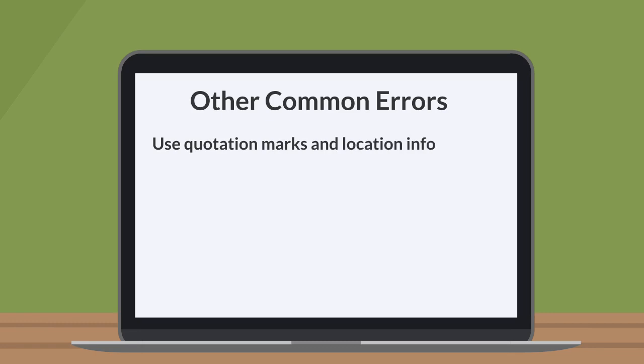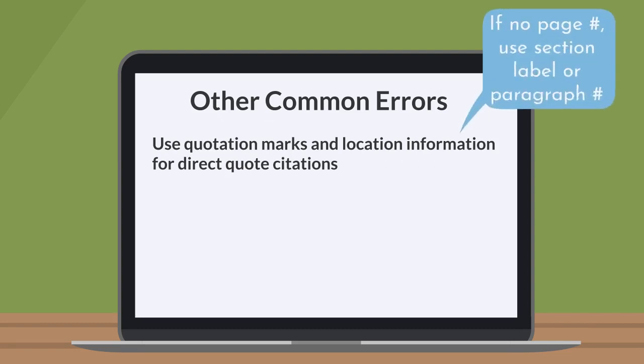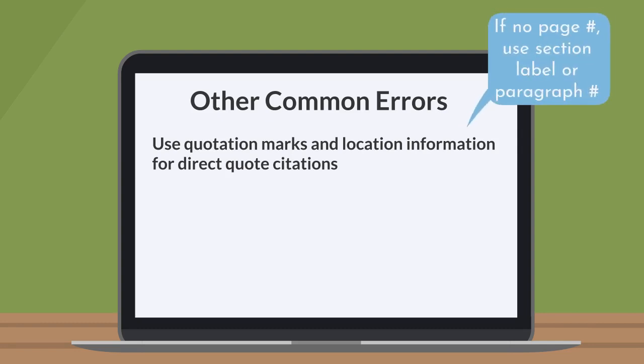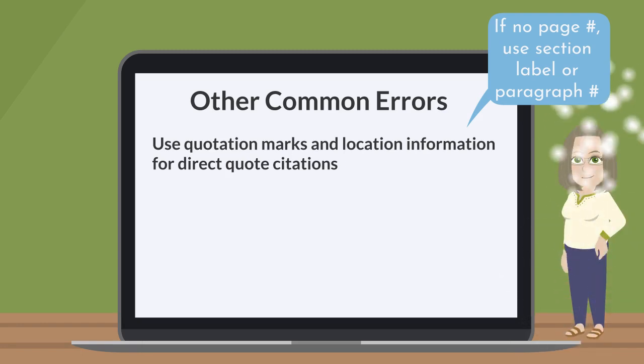You must use quotation marks and include page numbers or some kind of location information for direct quote citations. If the document doesn't include page numbers, you can use the first few words from the section label or a paragraph number where the quotation is located. If you paraphrased, you should not include location information in the citation.